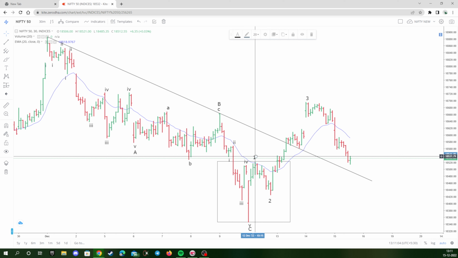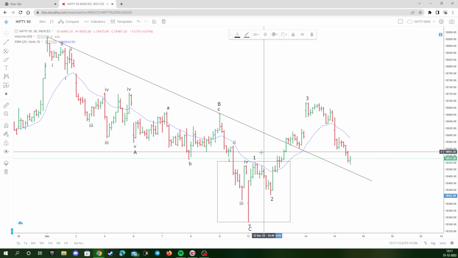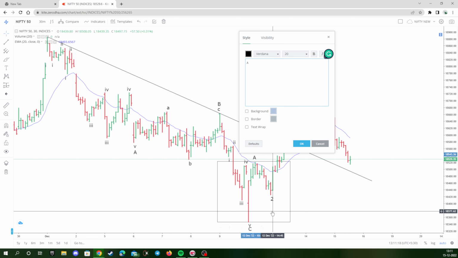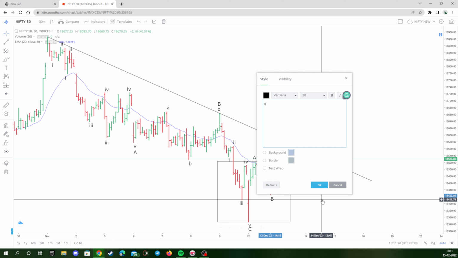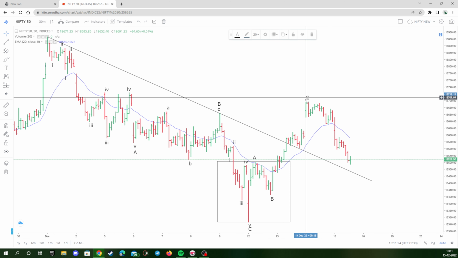So I labeled this, I was of the view that this should be 1, this should be 2, and this could be 3. But 1 could be labeled as 1 or A, and 2 could be labeled as 2 or B. So there are alternatives in counter trend bounces as well. So I have to label this as an A, B, C.